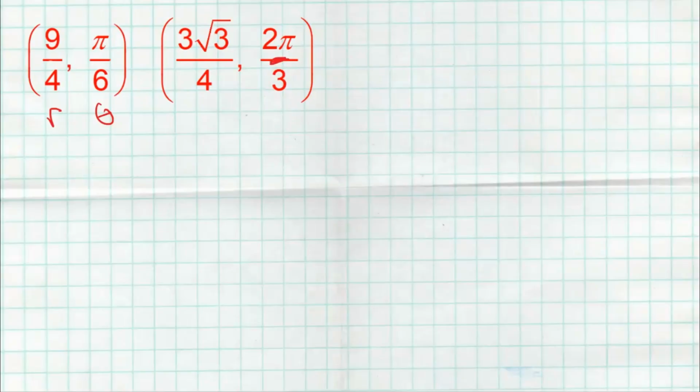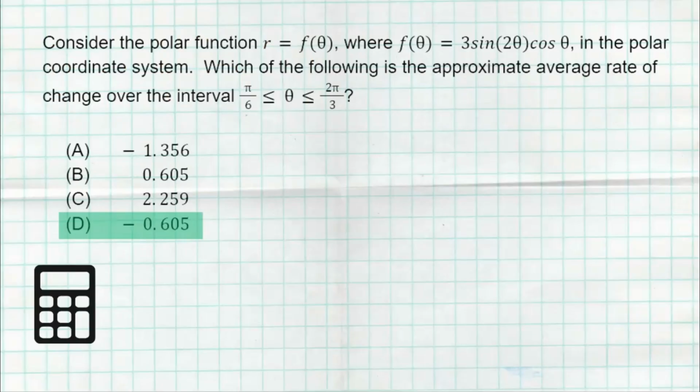Now, I understand that some of you might be like, okay, how did you get those? So let's actually go back and walk through that real quick. So first, we're going to plug in pi over 6. So we have 3 times sine of 2 pi over 6, because if we're going to plug in pi over 6, we've got to multiply by 2. And 2 pi over 6 is pi over 3. So we have sine of pi over 3.